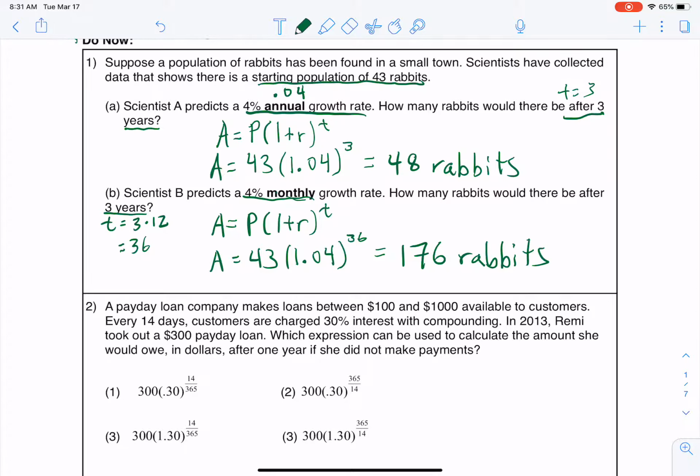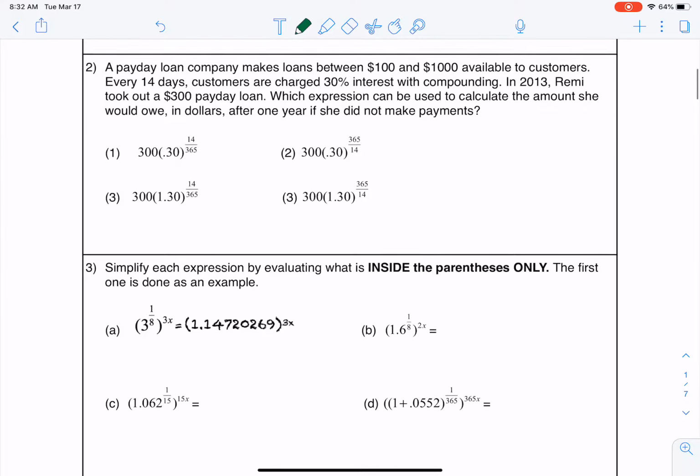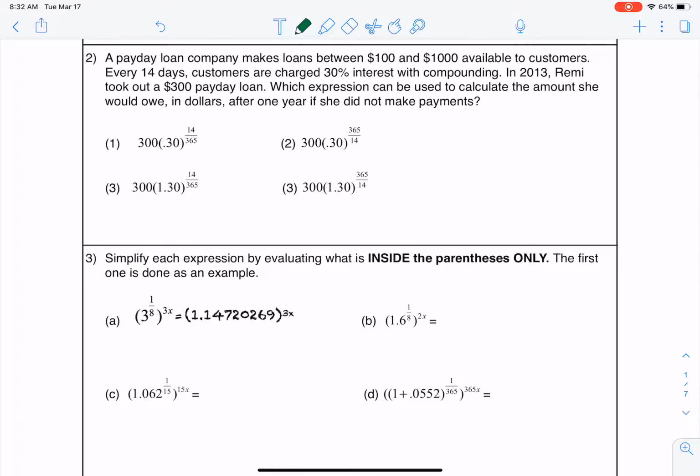All right, so the big takeaway here is really that the time unit of the rate has to match whatever time unit we're using for the exponent. And we'll get into more detail about this later on. All right, let's look at question 2.